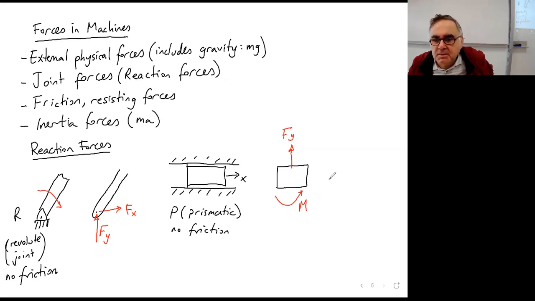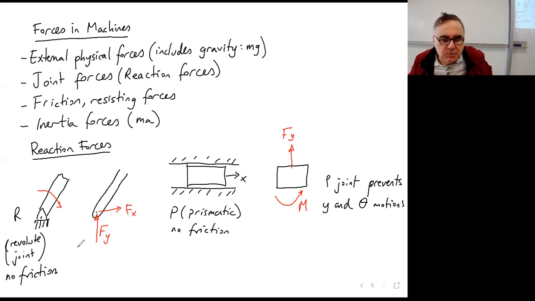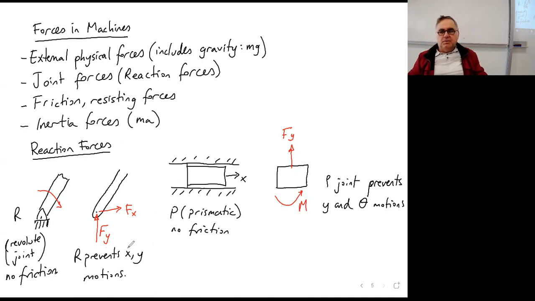Here, the P joint prevents, let's say, y and theta motions, whereas the R joint prevents x, y motions. Therefore, you have to include these forces in the free body diagram.